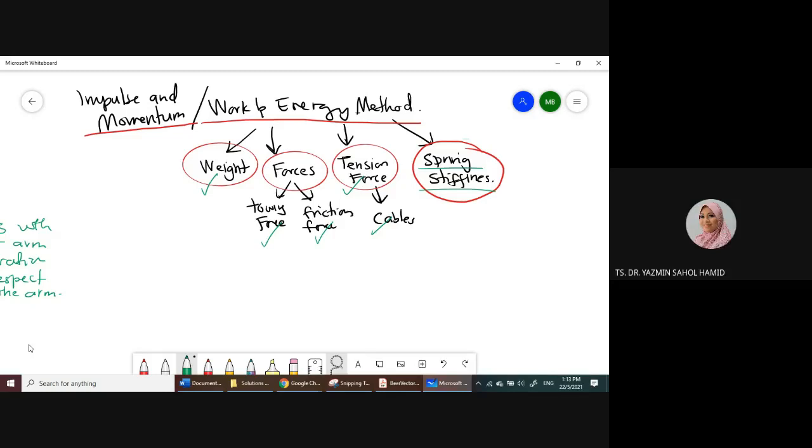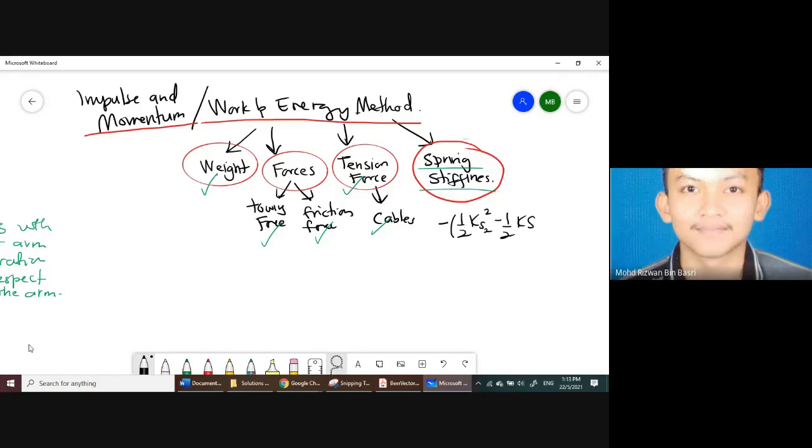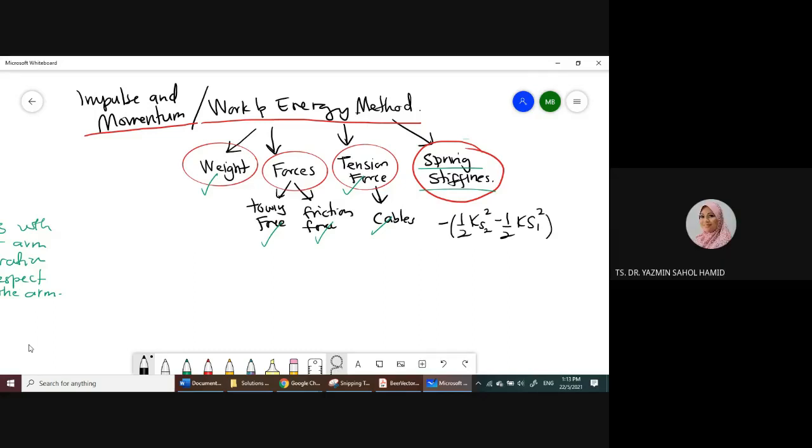Do you remember the formula that I gave you for spring? Negative, what was it? One over two KS squared: 1/2 K S2 squared minus 1/2 K S1 squared. Okay, all right. So let's do one example with the spring, so that you understand how to do it.